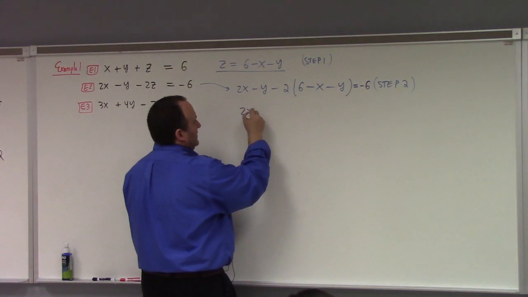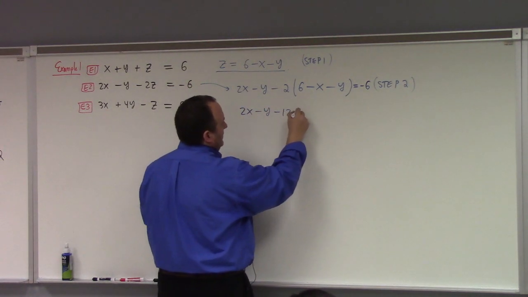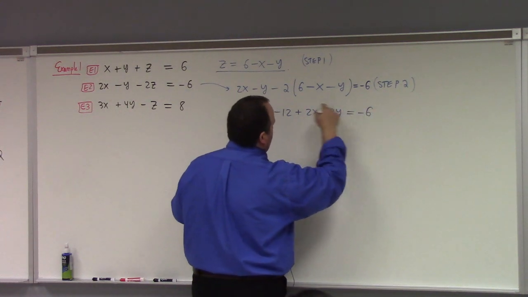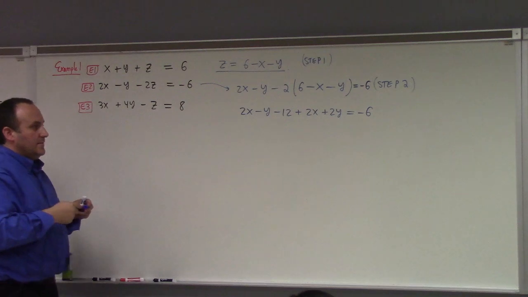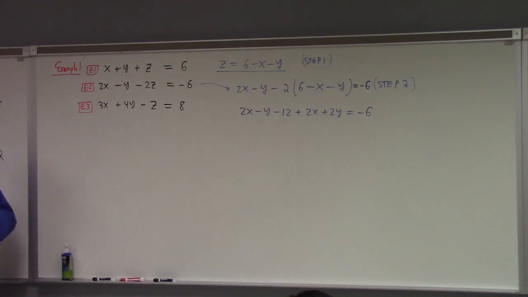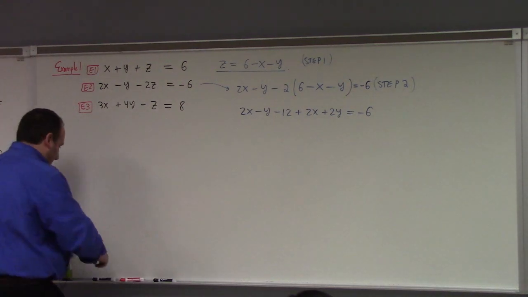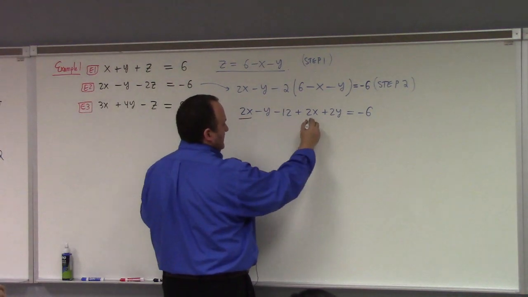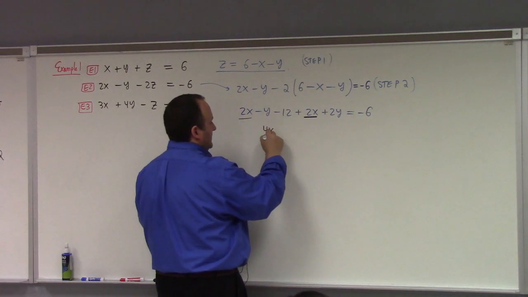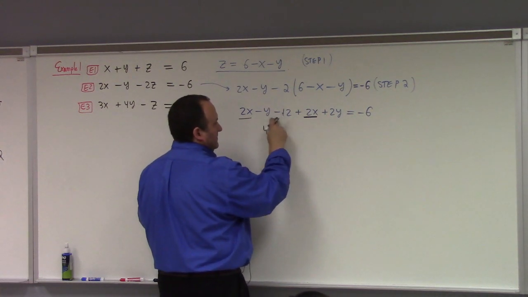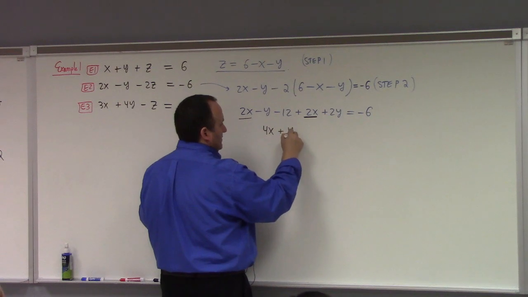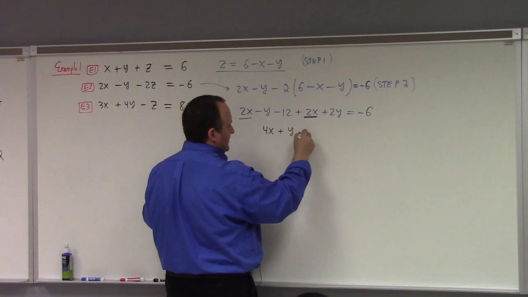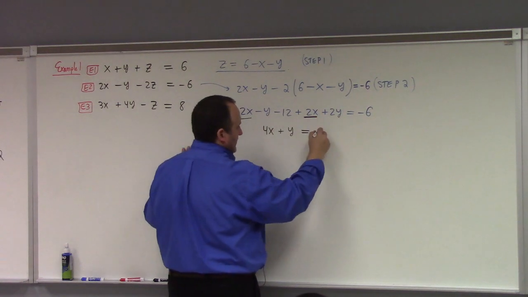This is 2x minus y minus 12 plus 2x plus 2y equals minus 6. I just distributed the minus and the 2 through. All right? Now what? Now combine like terms. Very good. So I've got this and that, which gives me 4x. And then how many y's do I got? 1. Just the 1. And let's move the number to the other side. Minus 6 plus 12 is what? 6, right?